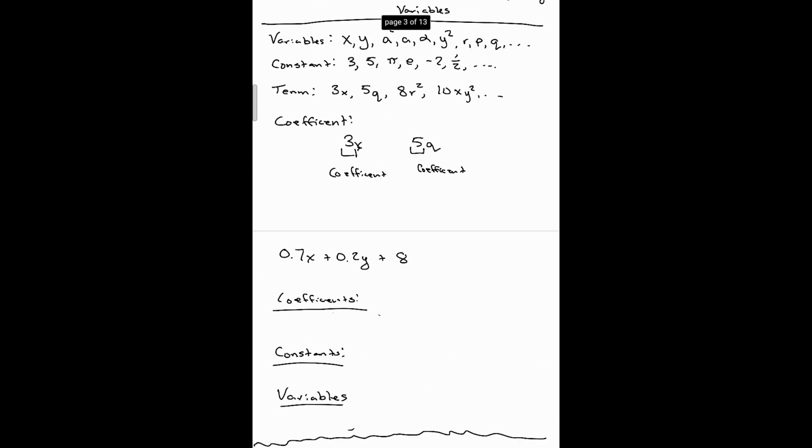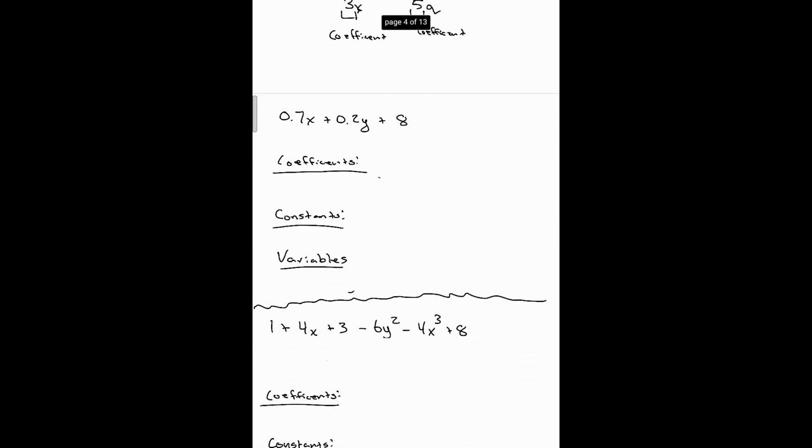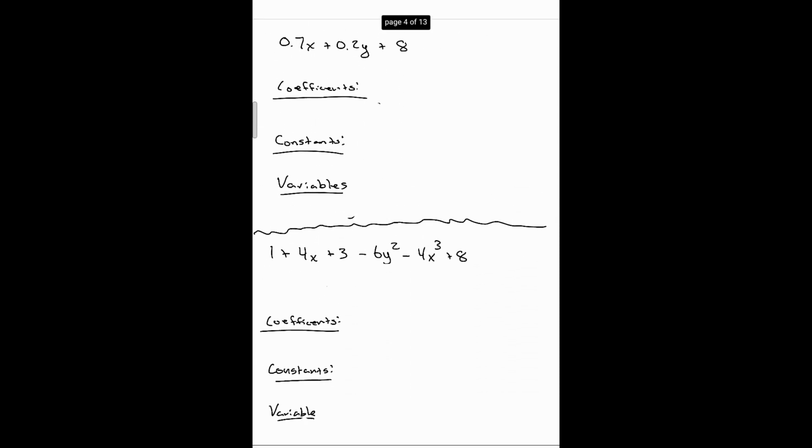So to look at some examples real quick, what if we have this expression here? Let me scroll up real quick. 0.7x plus 0.2y plus 8. And we're asked to find the constants, the coefficients, and the variables. The coefficients of this expression would be 0.7, because that's the number out in front of the x value, and 0.2, because that's the number out in front of the y value. And that's it. We don't have any other numbers that are attached to letters.